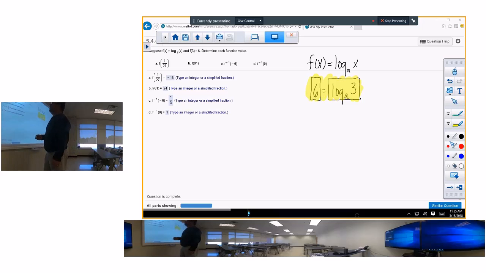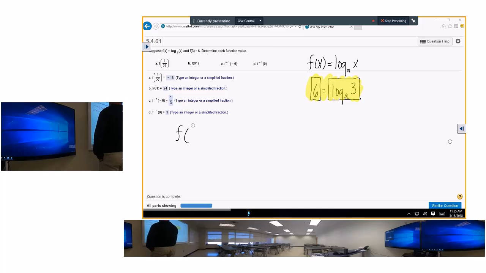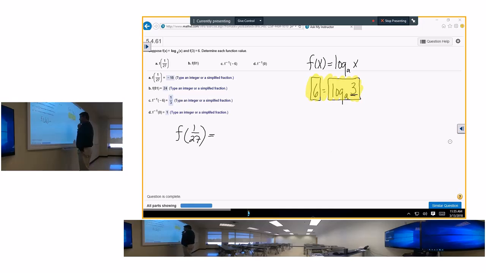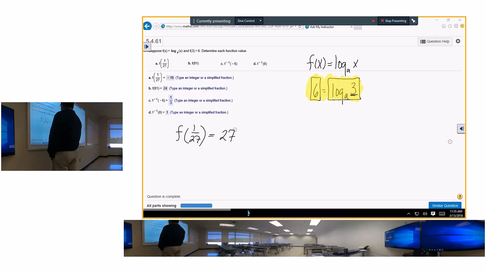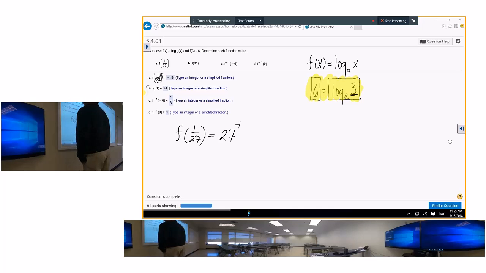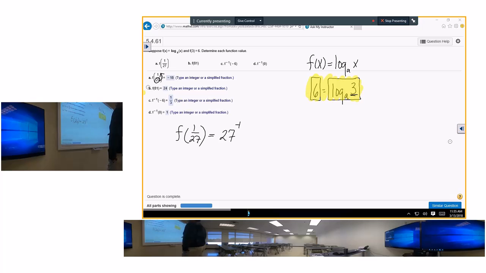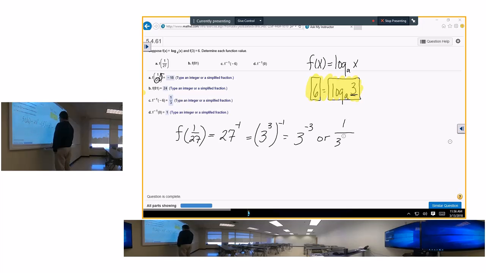Now, everything that you do needs to be in terms of that 3, because that's going to help you. All right, let's do f of 1 over 27. Well, I need to write it in terms of 3. When you get this number, you have to think in terms of 3. So I'm going to rewrite that 27 as 27 to the -1, bringing it upstairs. And 27 is 3 to the 3rd power. 3 times 3 is 9, 9 times 3 is 27. So I can rewrite that as 3 to the 3rd power raised to the -1, and that's equal to 3 to the -3, or 1 over 3 to the 3rd.